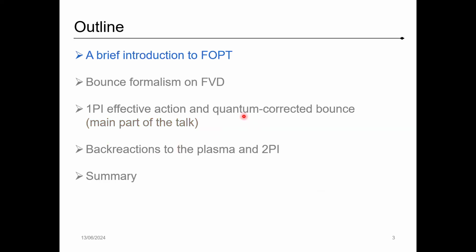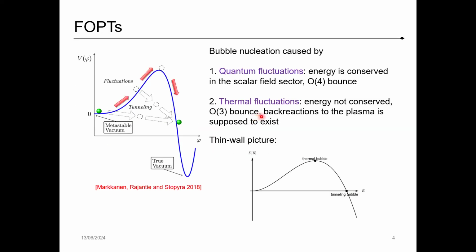Okay, so let's start with the introduction. So what is a first order phase transition? Usually we start with a scalar field with some potential like this. And then we assume the field initially takes a value at the minimum. Classically this is a stable state. However, we have quantum fluctuations, and under quantum fluctuations this field can tunnel through this barrier and escape at this point.